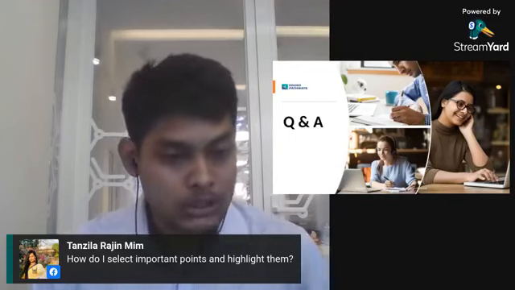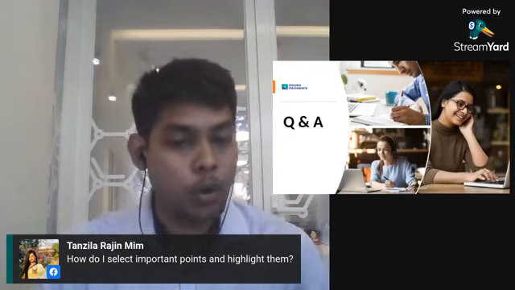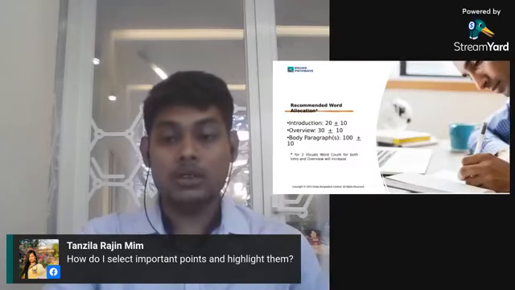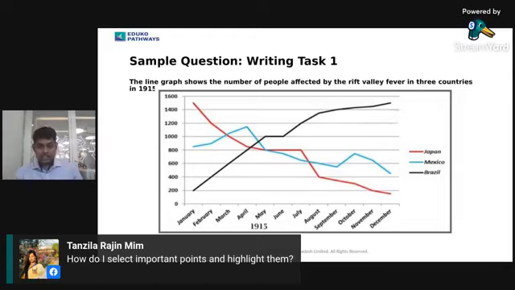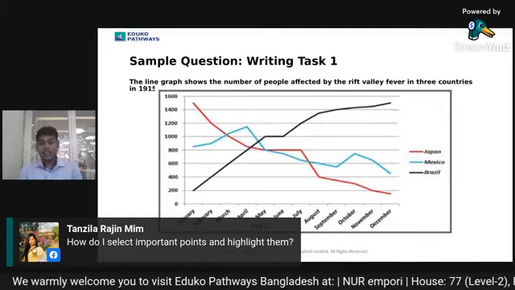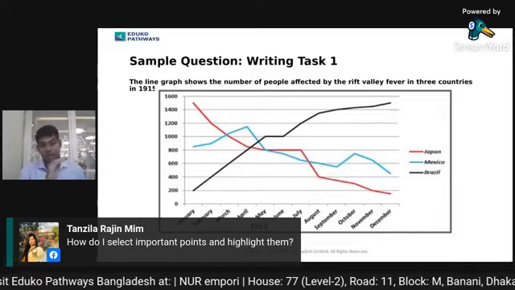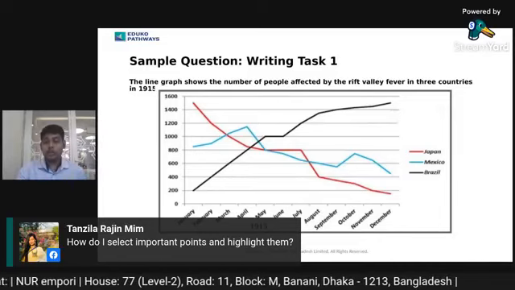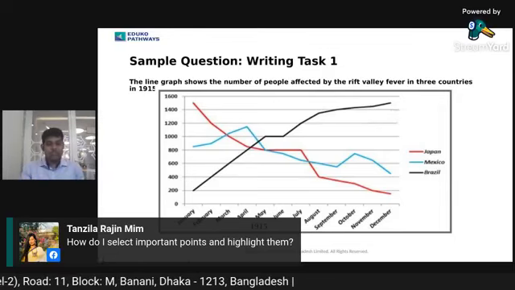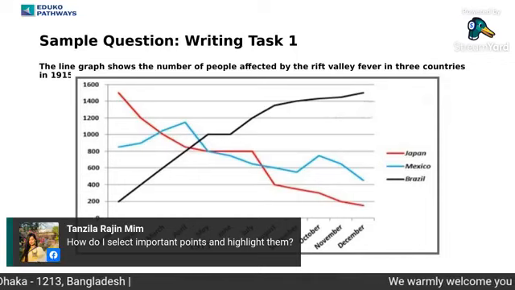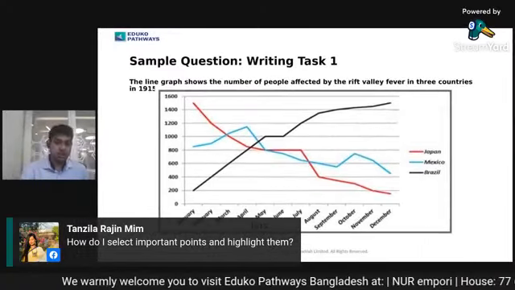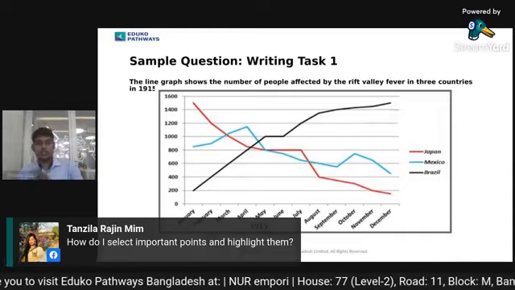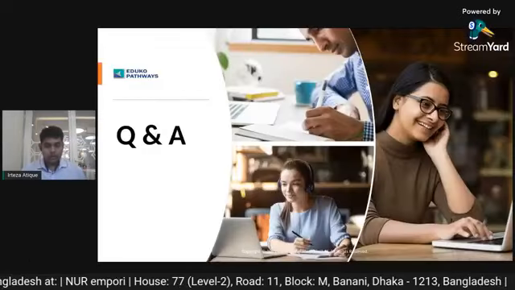Okay, this is a very important question from Tanzila Razin Mimapu. How do I select important points and highlight them? So for this, I want to go back to the sample question that I have in my presentation. So look at this. You have three countries and different things are happening to those three countries, and you have to understand what is happening to each of the country. For example, Japan is having a gradual decrease, and in contrary to that, Brazil is having a totally opposite scene. They are having a gradual increase in their infection rate, and for Mexico, they're having a fluctuation. So these are the basic important trends that you have to identify seeing the visual, and I think just plan how you're gonna incorporate these three trends into two body paragraphs. Okay. So next question, please.